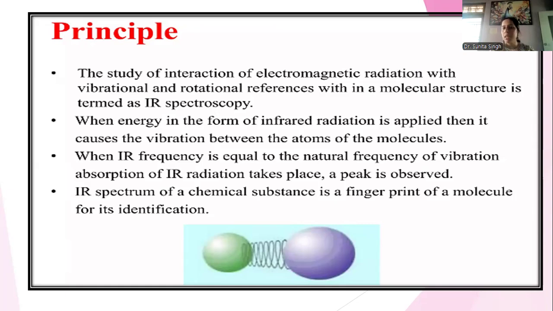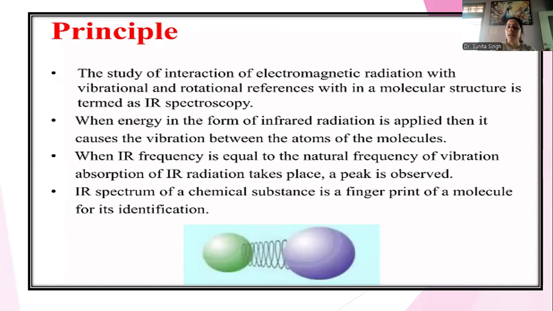When the IR frequency is equal to the natural frequency of vibration, absorption of IR radiation takes place and a peak is observed. So the natural frequency is equal to that amount of IR frequency that we have applied to that atom. And the IR spectrum of a chemical substance is the fingerprint of a molecule for its identification.